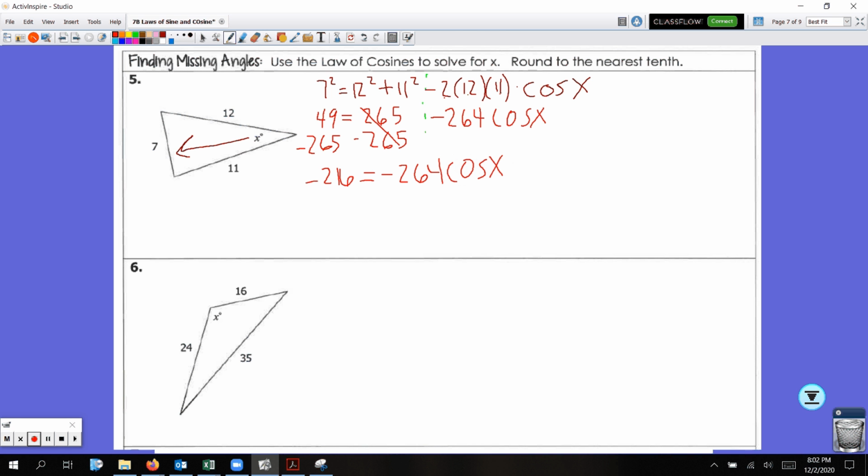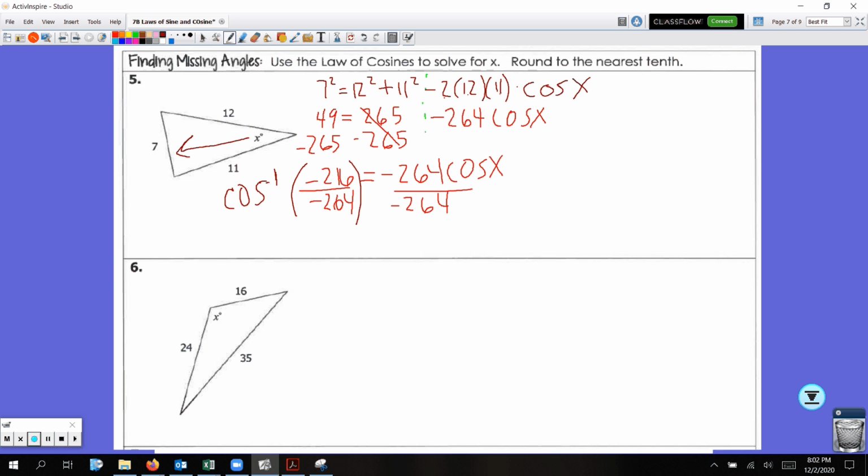Okay, remember, we're looking for an angle inside the triangle. We're going to use inverse functions in the end. I need to get cosine x by itself, so I'm going to divide by negative 264. Okay, this right here is what you're going to put in your calculator in inverse cosine. So first you're going to take out your calculator and you're going to be like, all right, second cosine negative 216 divided by negative 264.